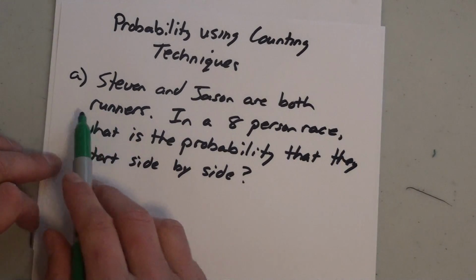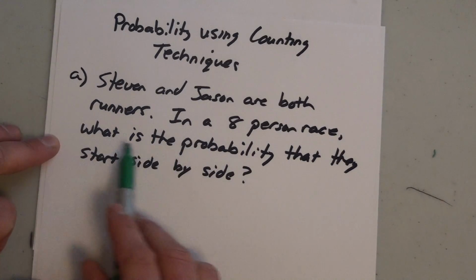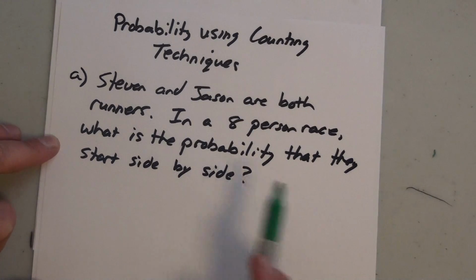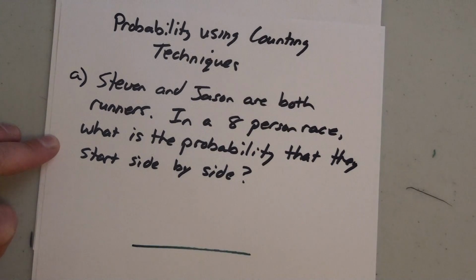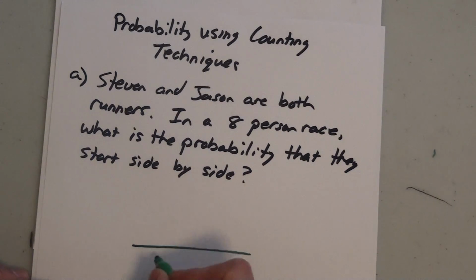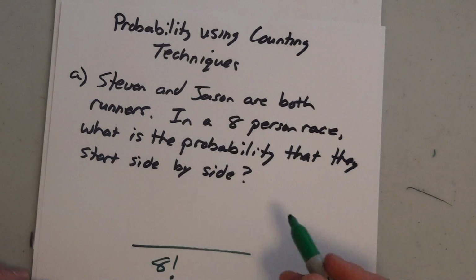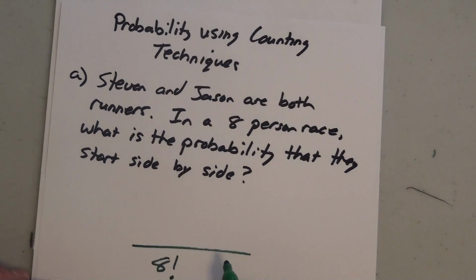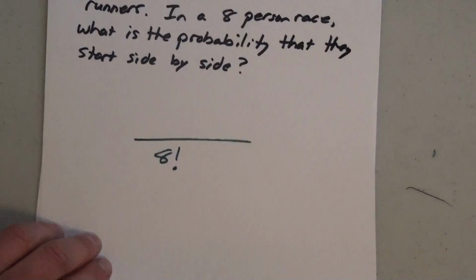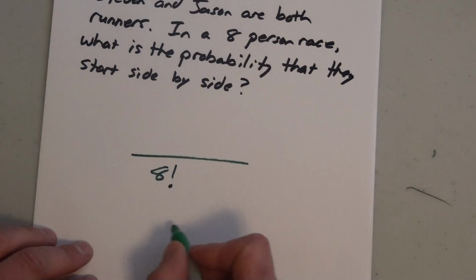Stephen and Jason are both runners. In an 8-person race, what's the probability that they start side by side? So the first thing I'm going to figure out is, in an 8-person race, how many ways are there to put the people in order? That would be 8 factorial, putting all 8 people in order. Now for Stephen and Jason going side by side, I'm just going to do a little calculating here to figure out their successes.